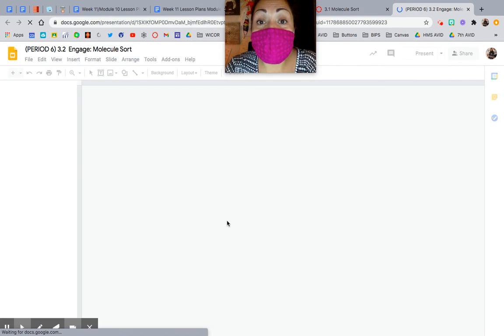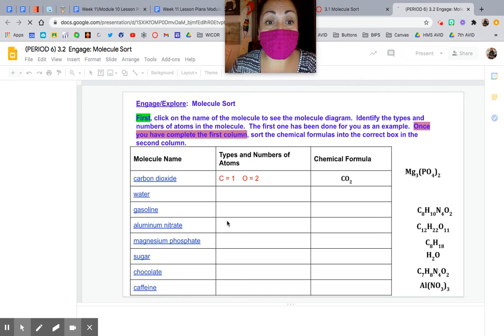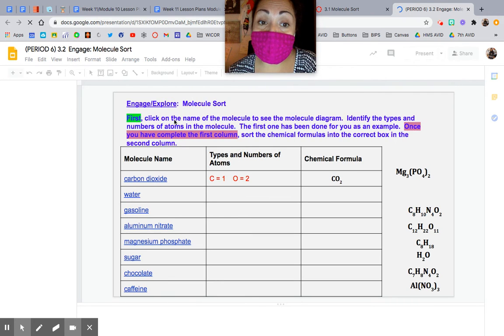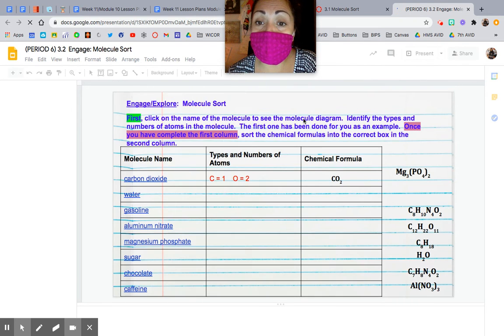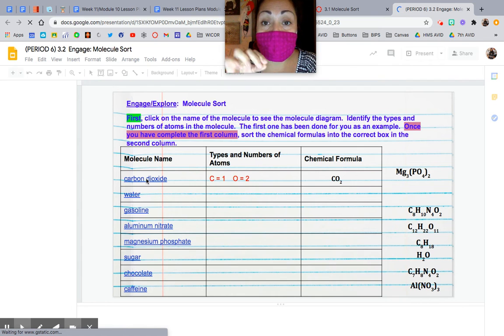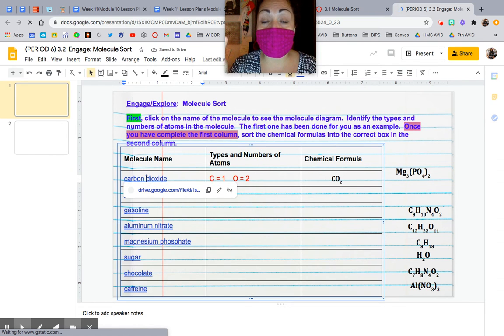Okay. And y'all are just going to go through and you're going to try this out. So the directions are up top. It says first click on the name of the molecule to see the molecule diagram, and then identify the number of atoms in each molecule. So what you will do is you will click on this live link and it will show you a picture of what carbon dioxide looks like.